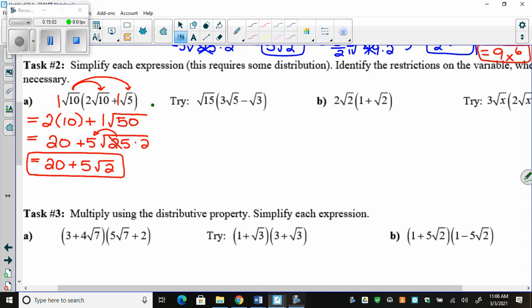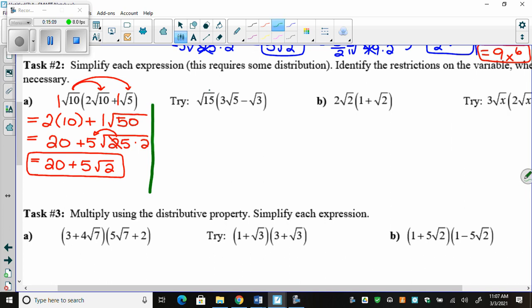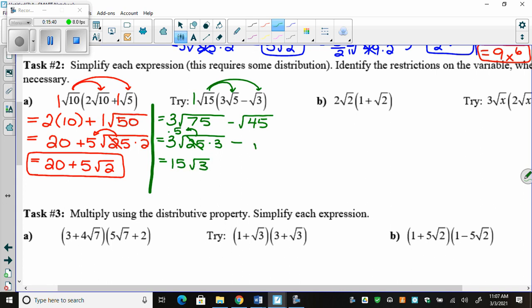So for this one, we're going to go 1 times 3, which is 3, root 15 times 5, which is 75, which I screwed up before, minus root 15 times 3, root 45. Now, 75 breaks down into 25 times 3. The 25 comes out as a 5. So I get 15 root 3. 45 breaks down into 9 and 5. The 9 comes out as a 3. And it's minus 3 root 5.